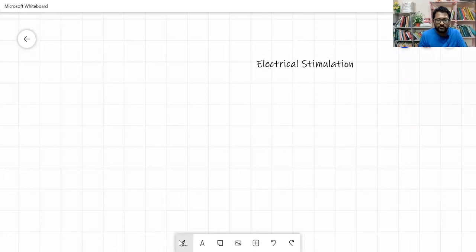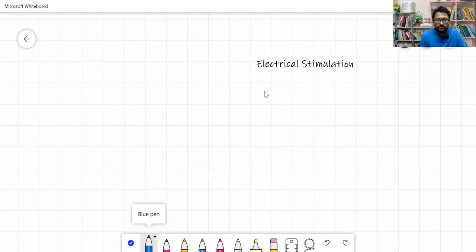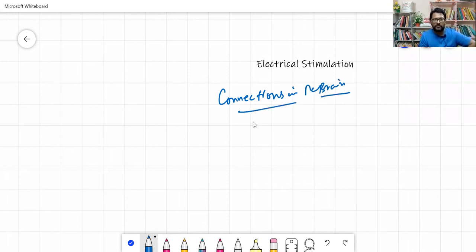in the brain, and even to elicit changes in behavior. Elicit meaning to influence the changes in the behavior. So actually, how is it done?